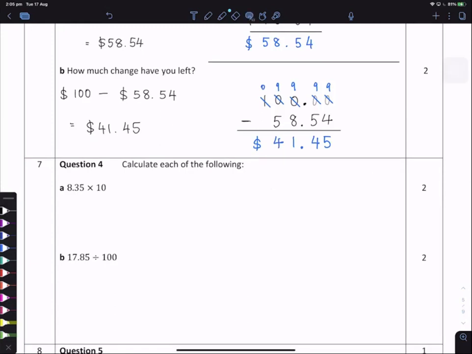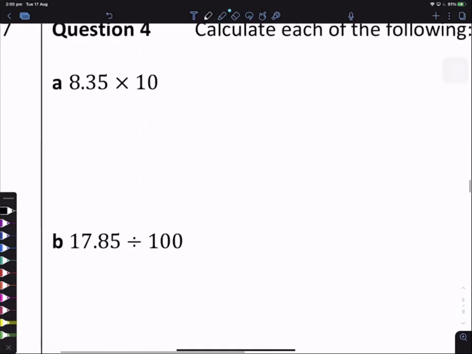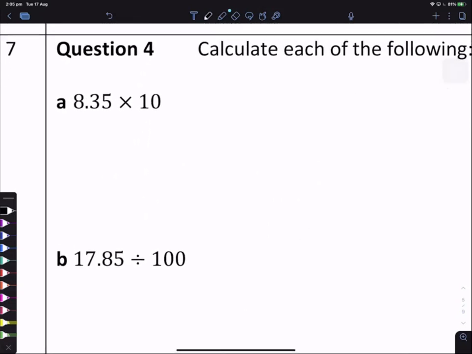So if we have 8.35 times 10, what would our number be now? Can you type it in the chat, please? Thanks, Idris.